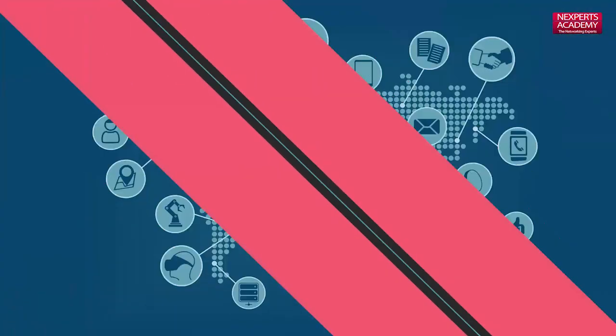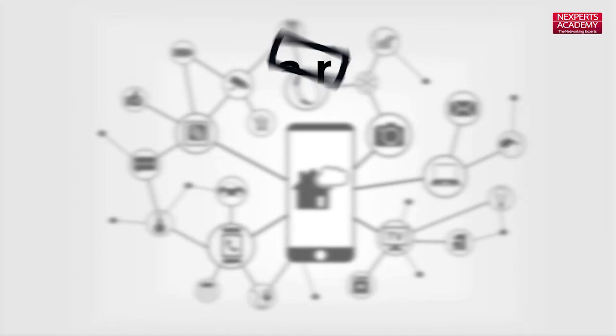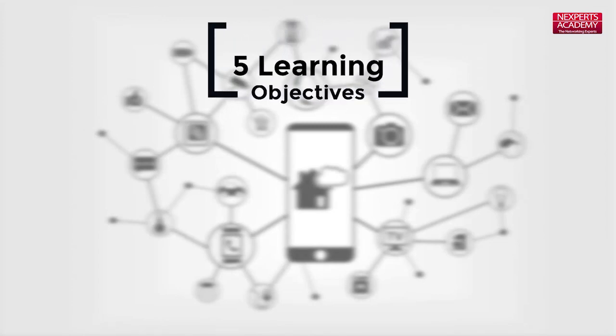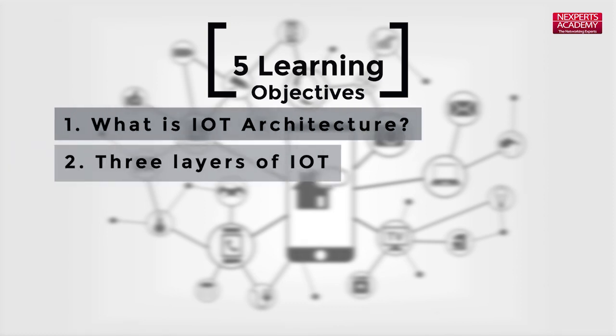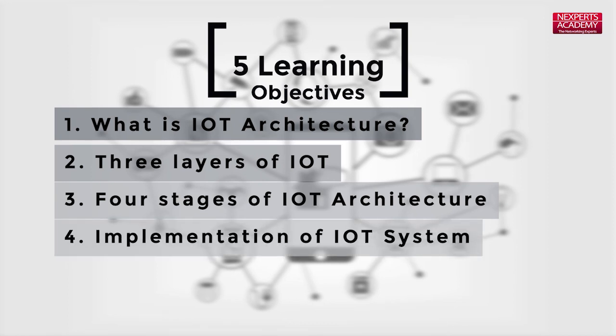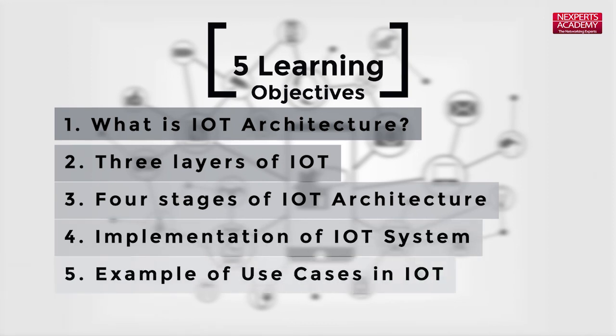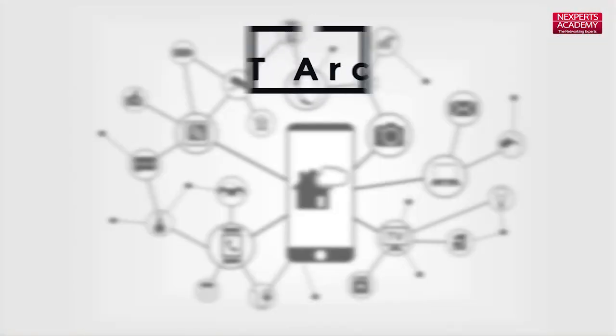Today, we are going to learn all about the Internet of Things, or well known as IoT, and its major components. In today's video, there are 5 main objectives that we are going to cover. By the end of this video, you should be able to understand the IoT architecture and how it works. What is IoT architecture? 3 layers of IoT, 4 stages of IoT architecture, implementation of IoT system, and example of use cases in IoT. Before that, do you know what IoT is?